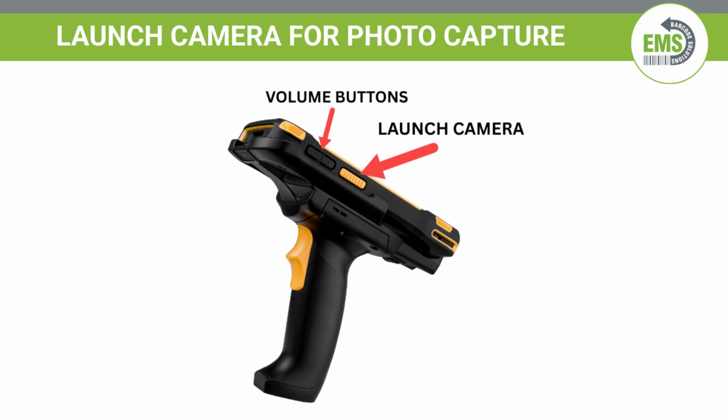At any point, you can tap the left Scan button to launch the camera and take a photo. This feature lets you capture important images on the spot, whether it's documenting damage, recording a pallet before shipment, or adding visual proof to a transaction. The camera allows you to frame your subject and take the photo. You'll have the option to retake the image or confirm it before saving the image to the device.